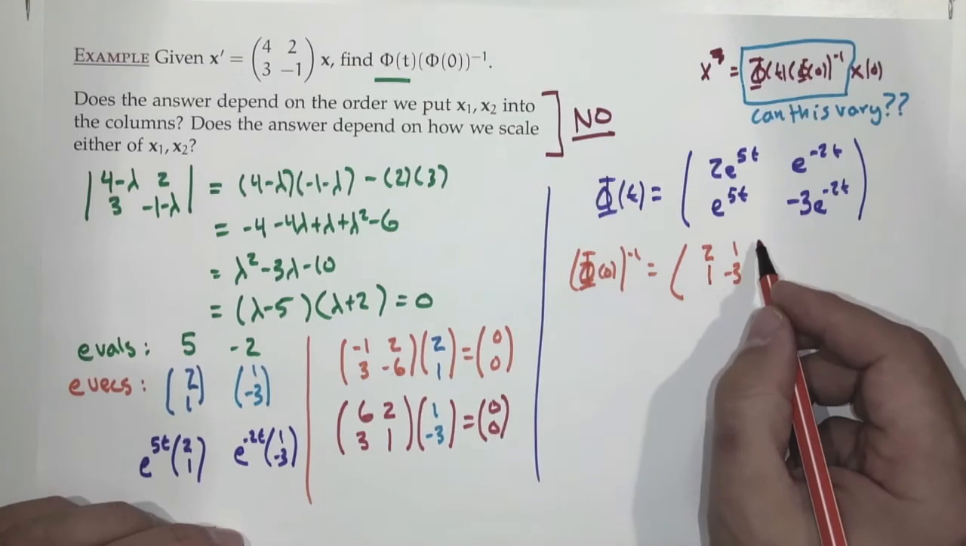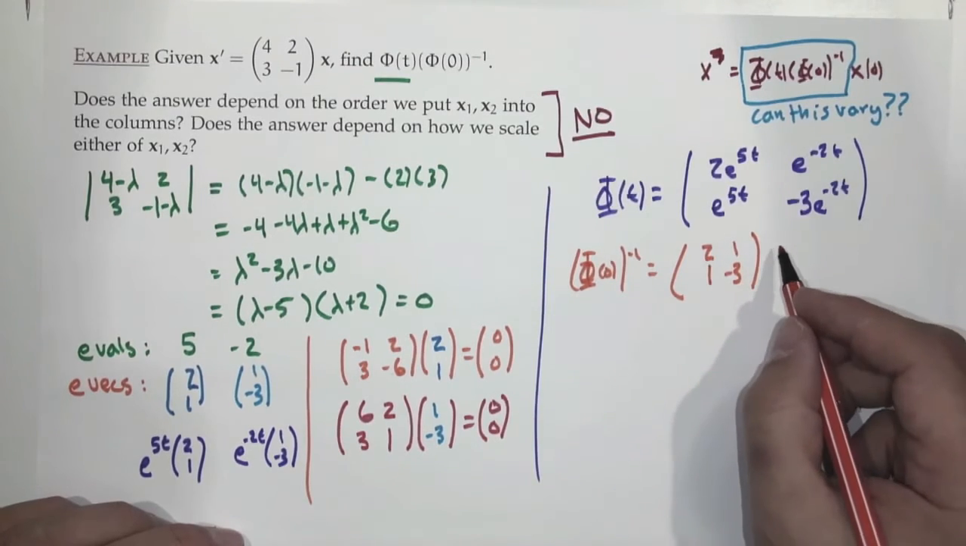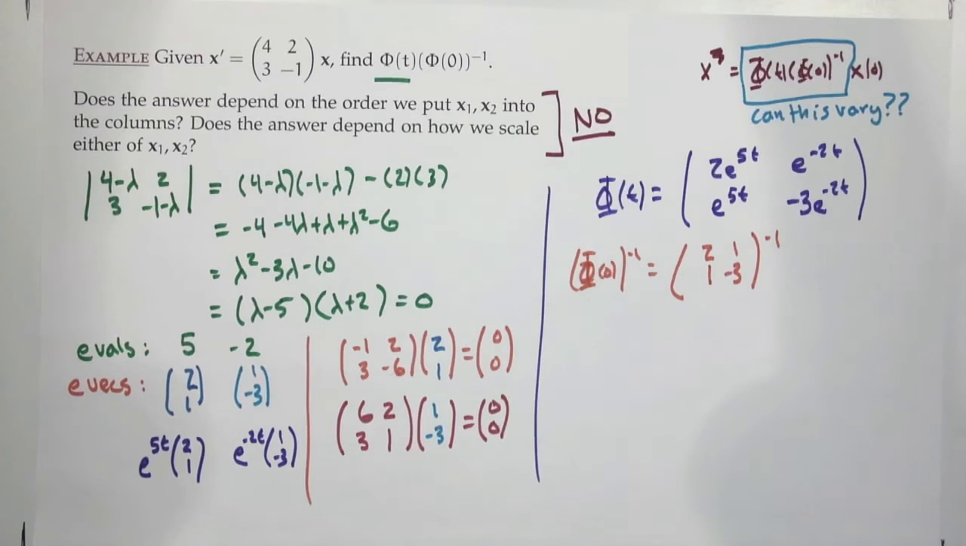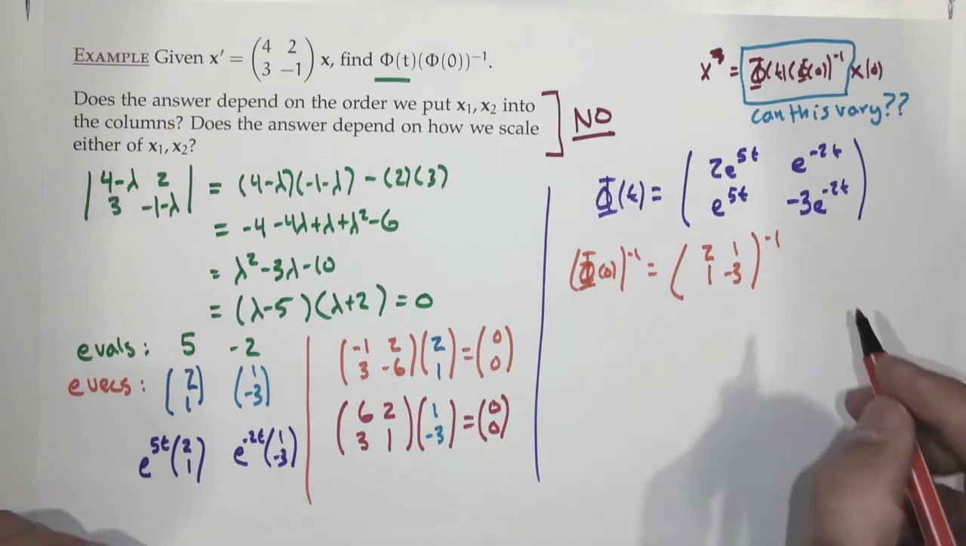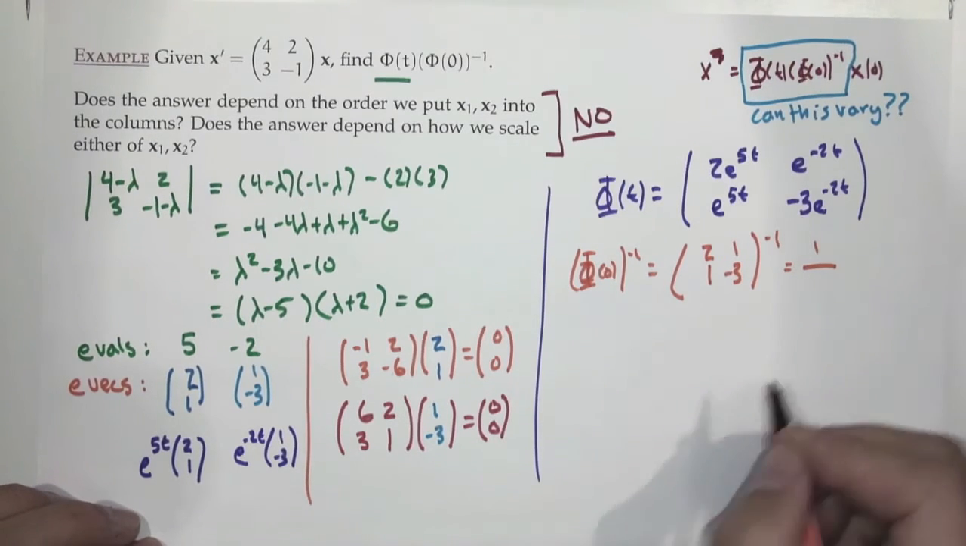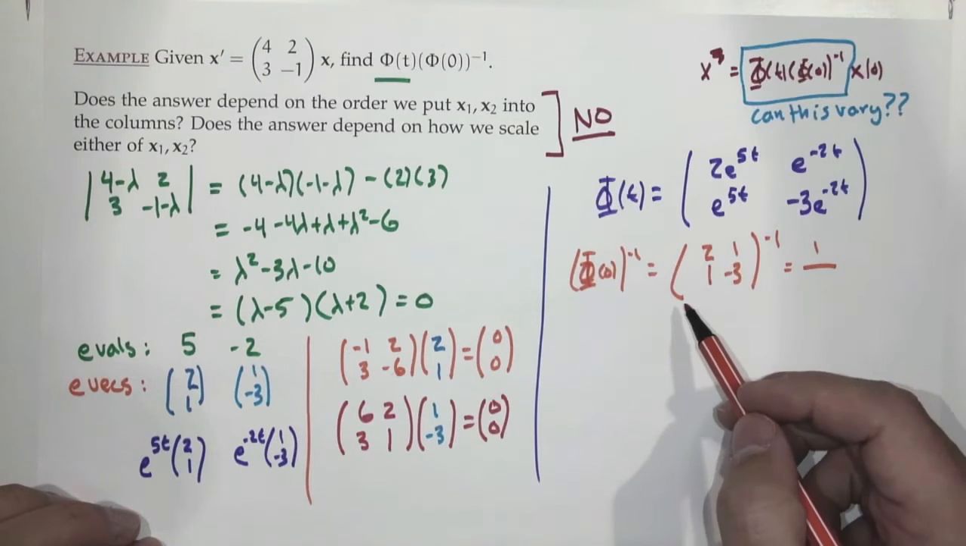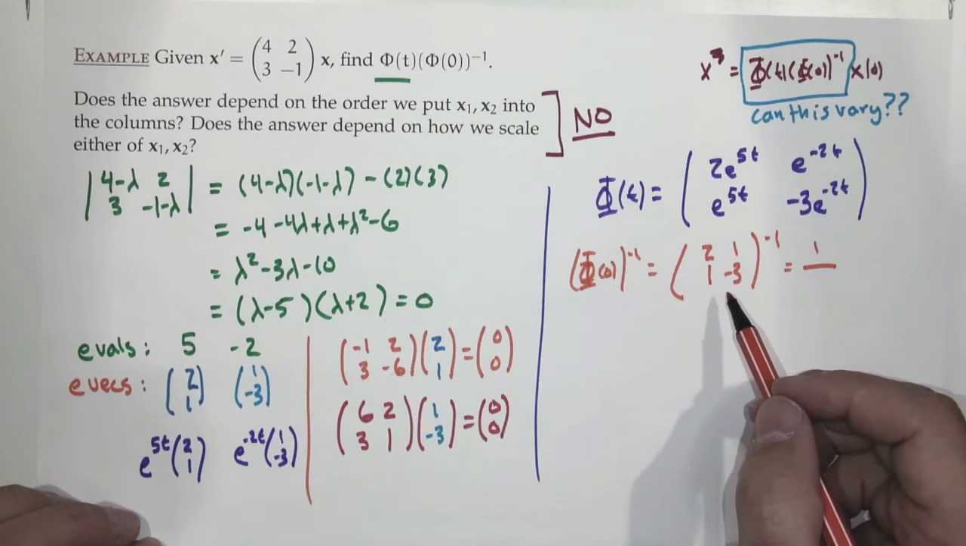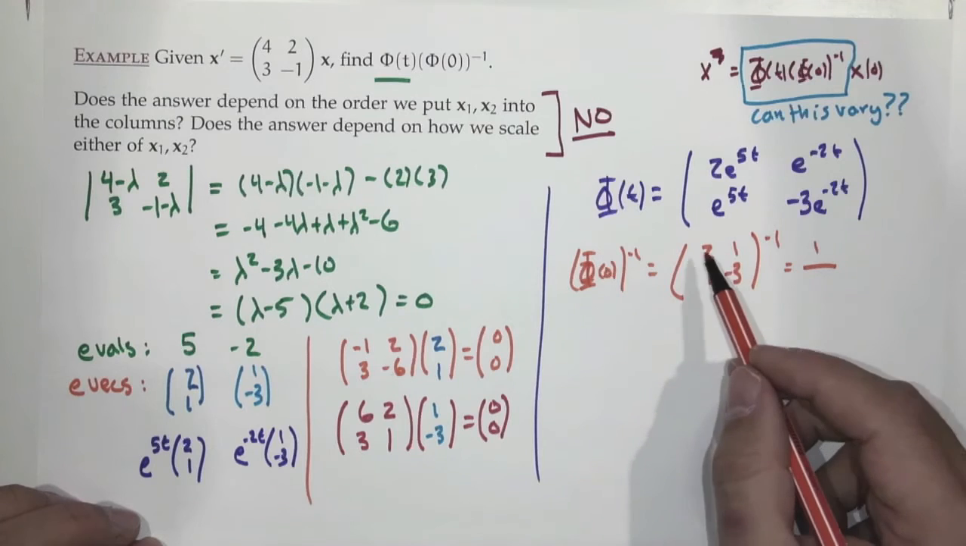2, 1, 1, negative 3. In other words, it's your eigenvectors. Not a coincidence. Inverse. All right. Do we remember how to take the inverse of a 2 by 2 matrix? 1 over what's the determinant? ad minus bc in our case.